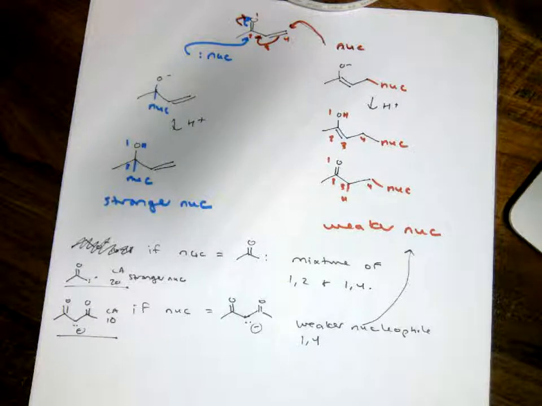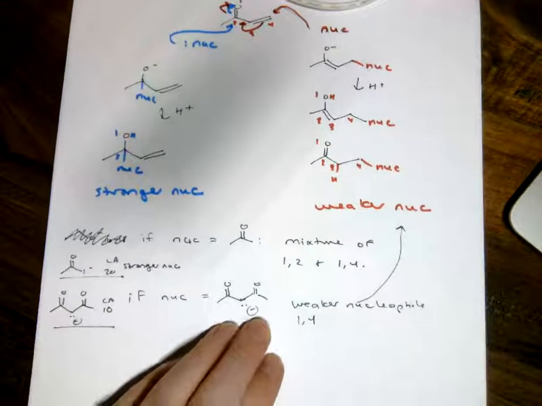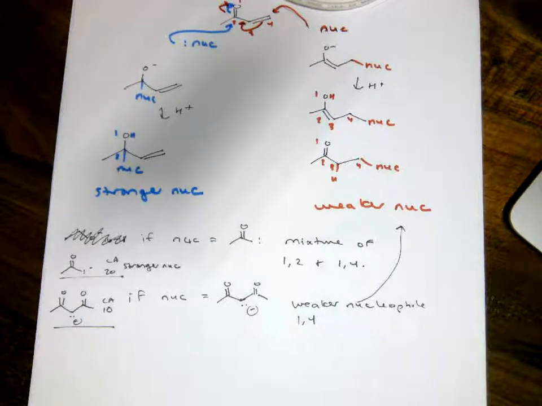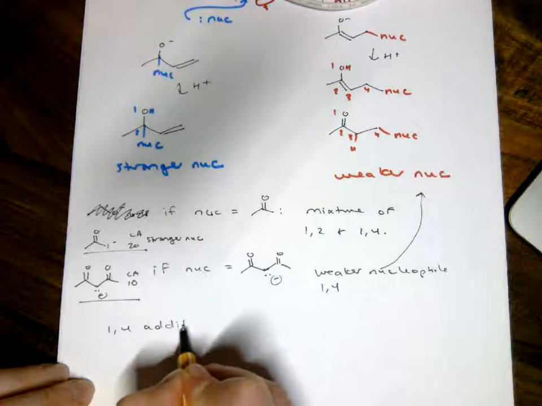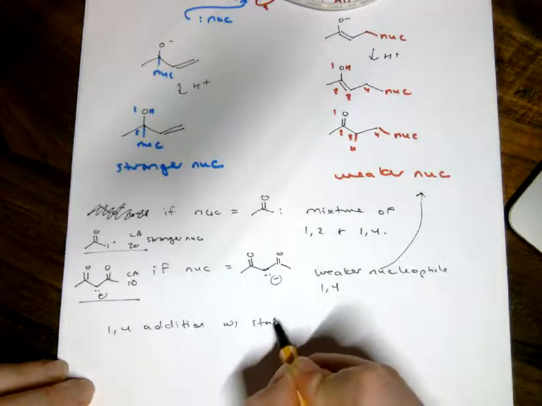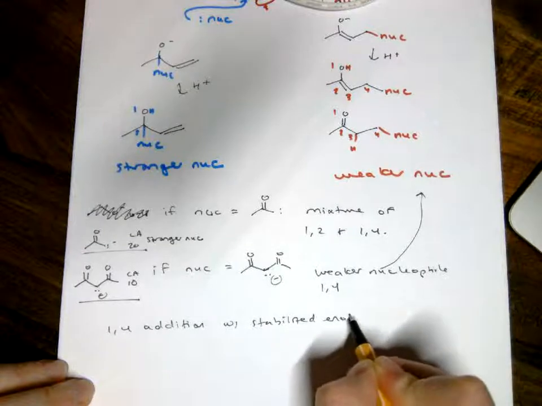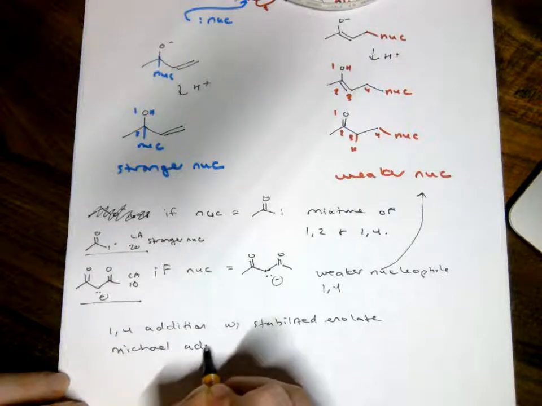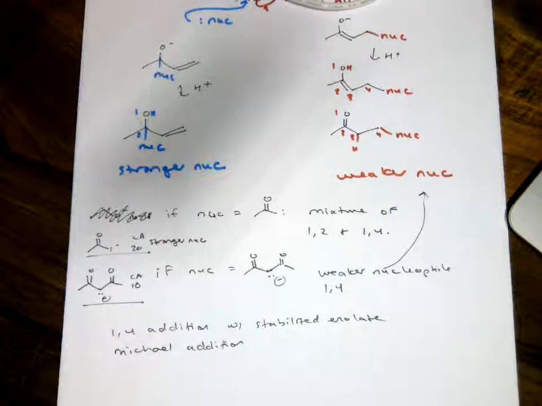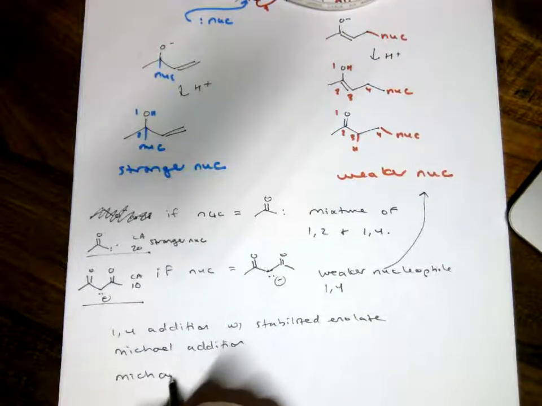Sometimes 1,4 addition, I think specifically with a stabilized enolate, is known as a Michael addition. So that weaker nucleophile is called a Michael donor. So 1,4 addition with a stabilized enolate is a Michael addition. It might be, honestly, any 1,4 addition is a Michael addition, but a Michael donor is one that causes the 1,4 addition.